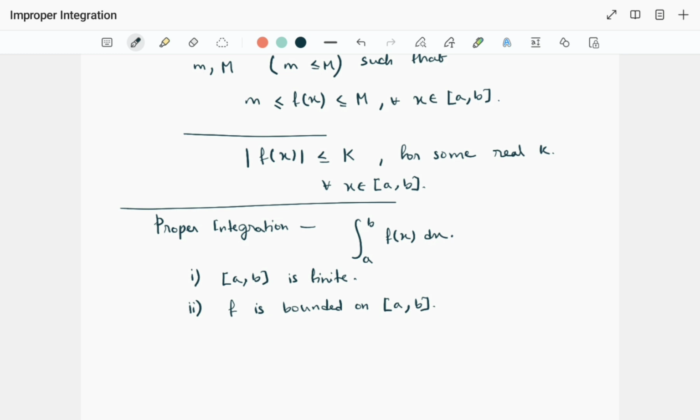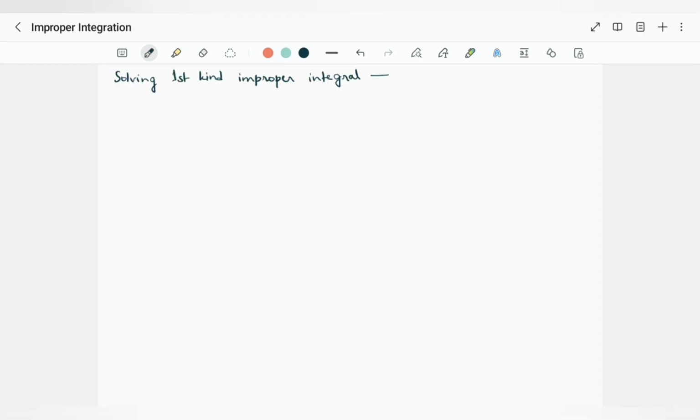And the third possibility: both criteria are not satisfied, the interval is not finite as well as the function is not bounded on that interval. Based on this, we get three types of improper integral. Now start with the first kind of improper integration.